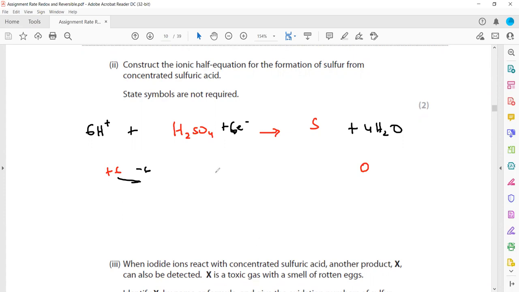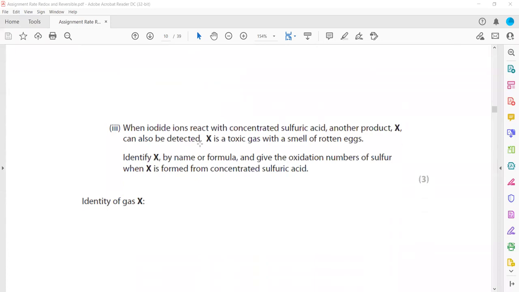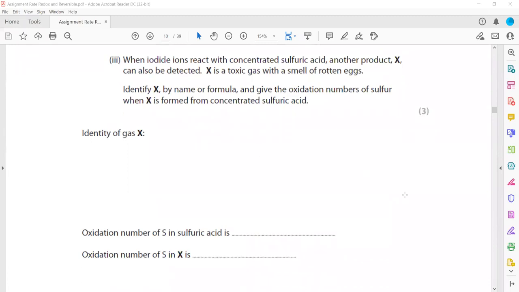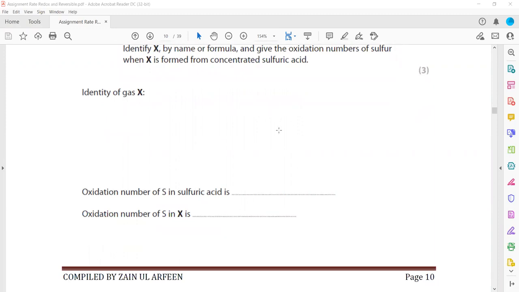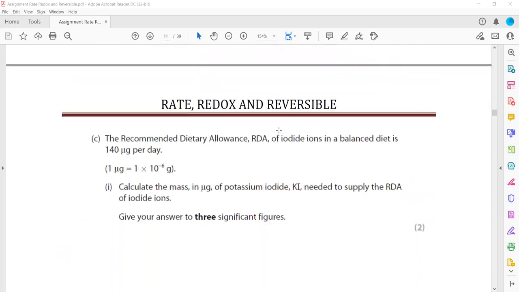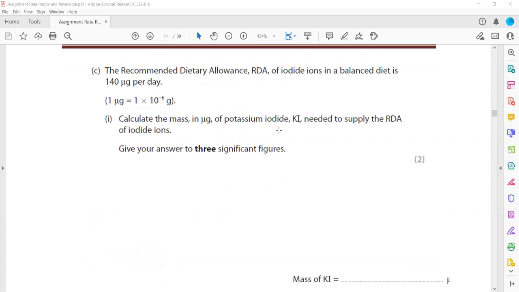Any doubt in this part, or does anyone want me to repeat? When iodide reacts with concentrated sulfuric acid, another product is there. This part is actually related to the group reaction, so we will discuss it in that. The gas is actually hydrogen sulfide, but you will not understand right now as we did not discuss this specific reaction. In the next chapter, we will discuss this reaction in detail.